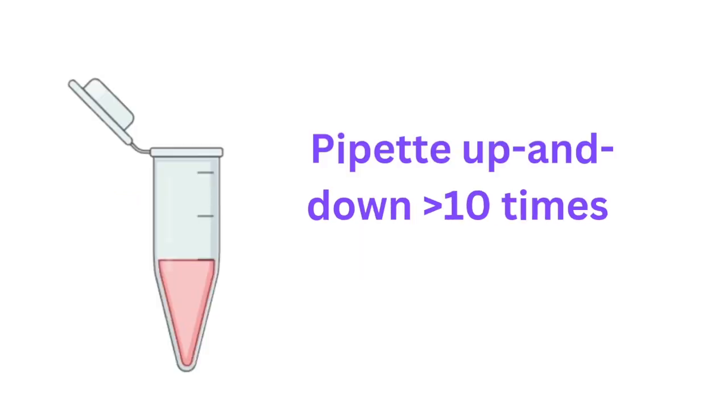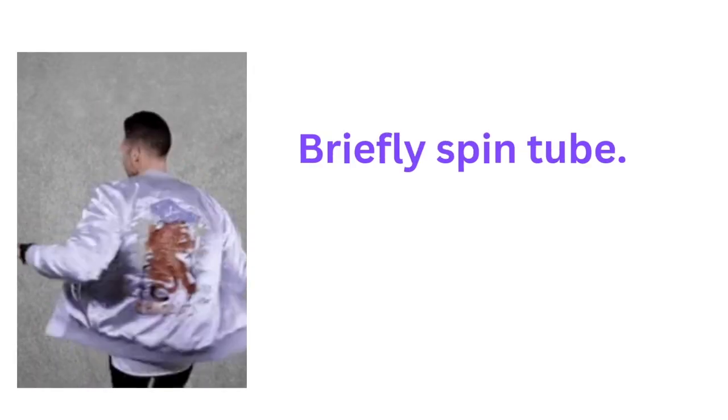Again, we want to mix thoroughly, so we're going to pipette up and down at least 10 times. Then we're going to briefly spin it in a microcentrifuge just to collect everything nicely in the tube.